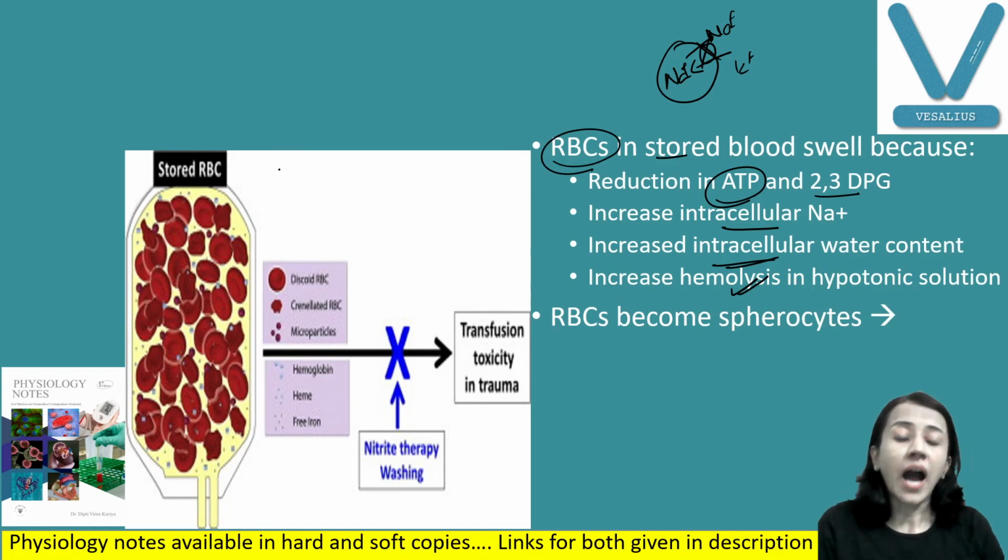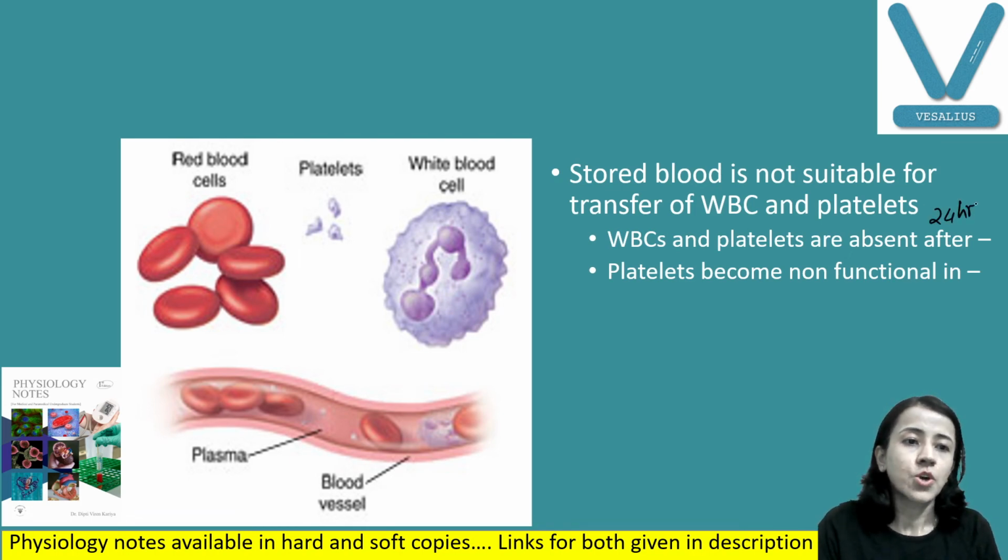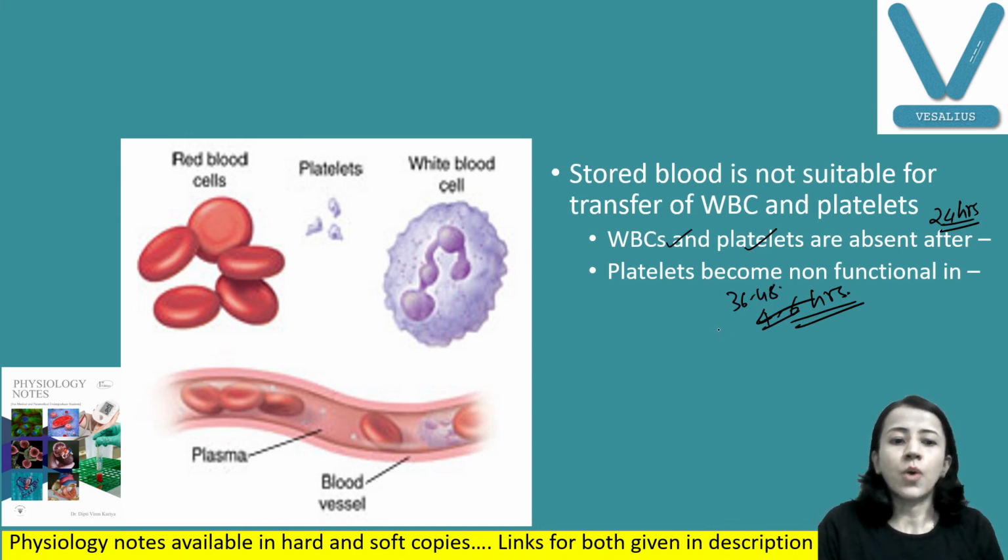Stored blood after transfusion becomes normal with respect to sodium and potassium in less than 48 hours. Then what about the WBCs and platelets? WBCs and platelets are absent after about 24 hours. So you cannot transfuse WBCs and platelets in stored blood. We require fresh blood to transfer platelets and WBCs. And platelets become non-functional within 36 to 48 hours. So after transfusion of stored blood, we cannot provide the actions of WBCs and platelets.